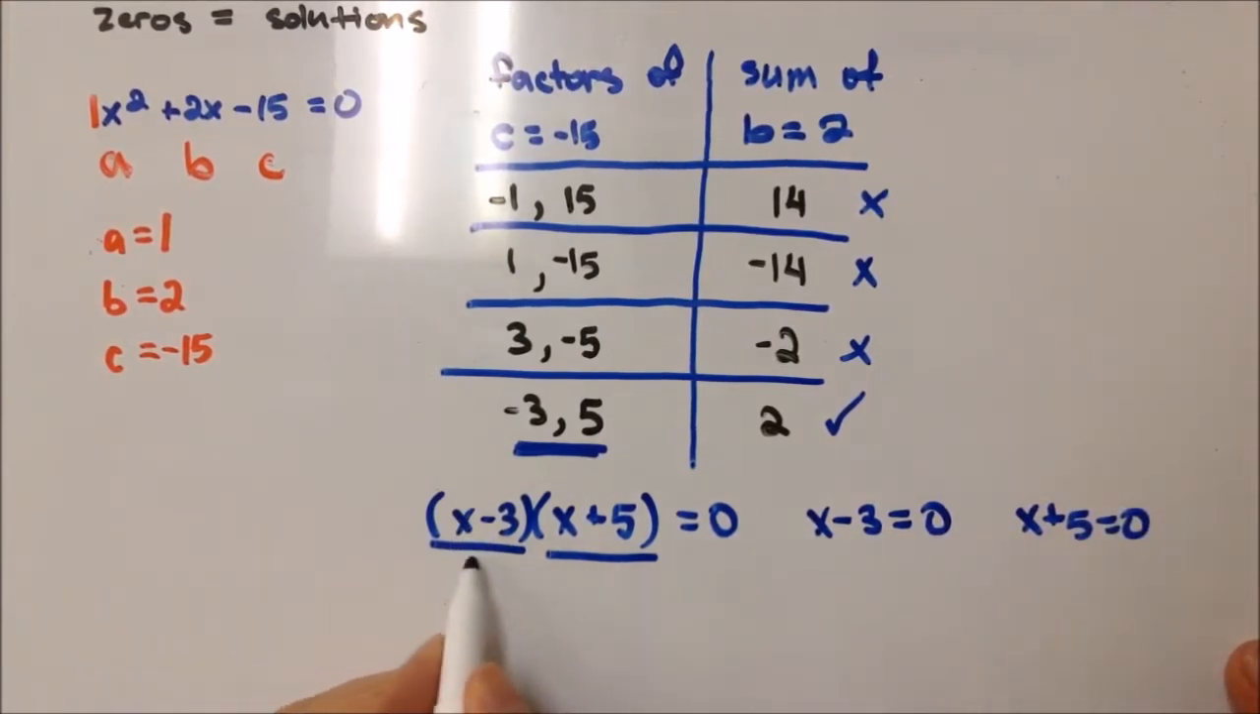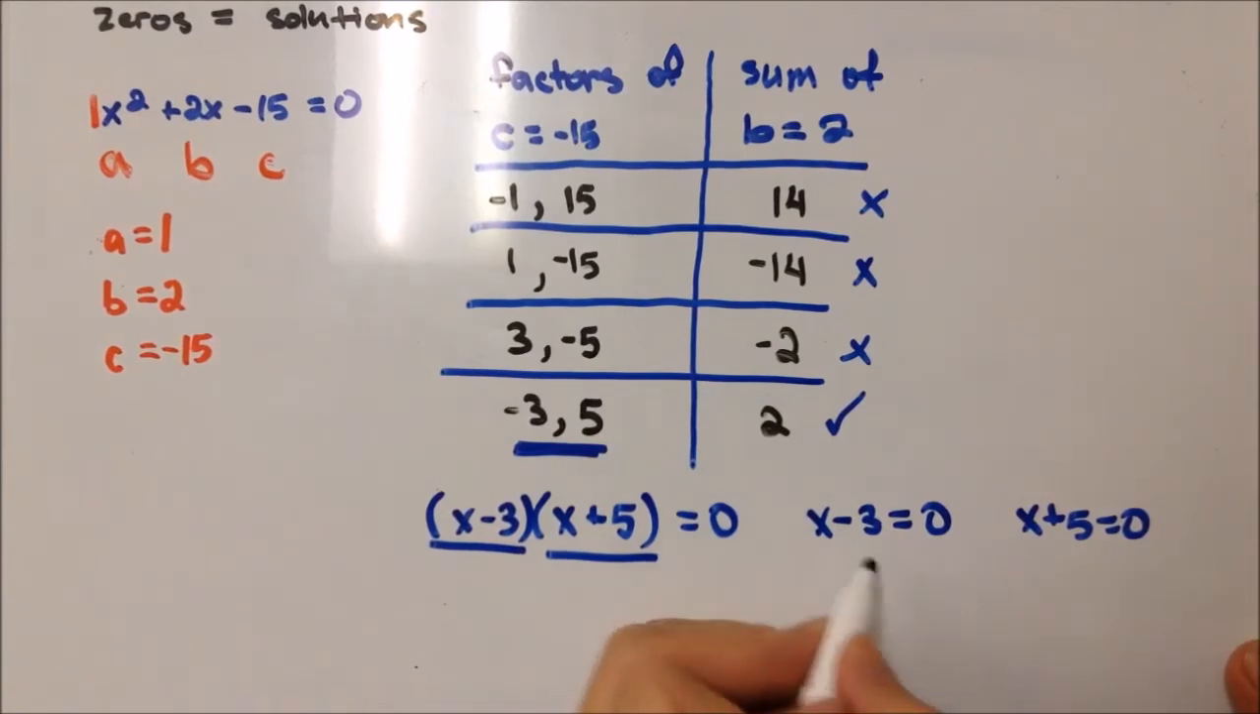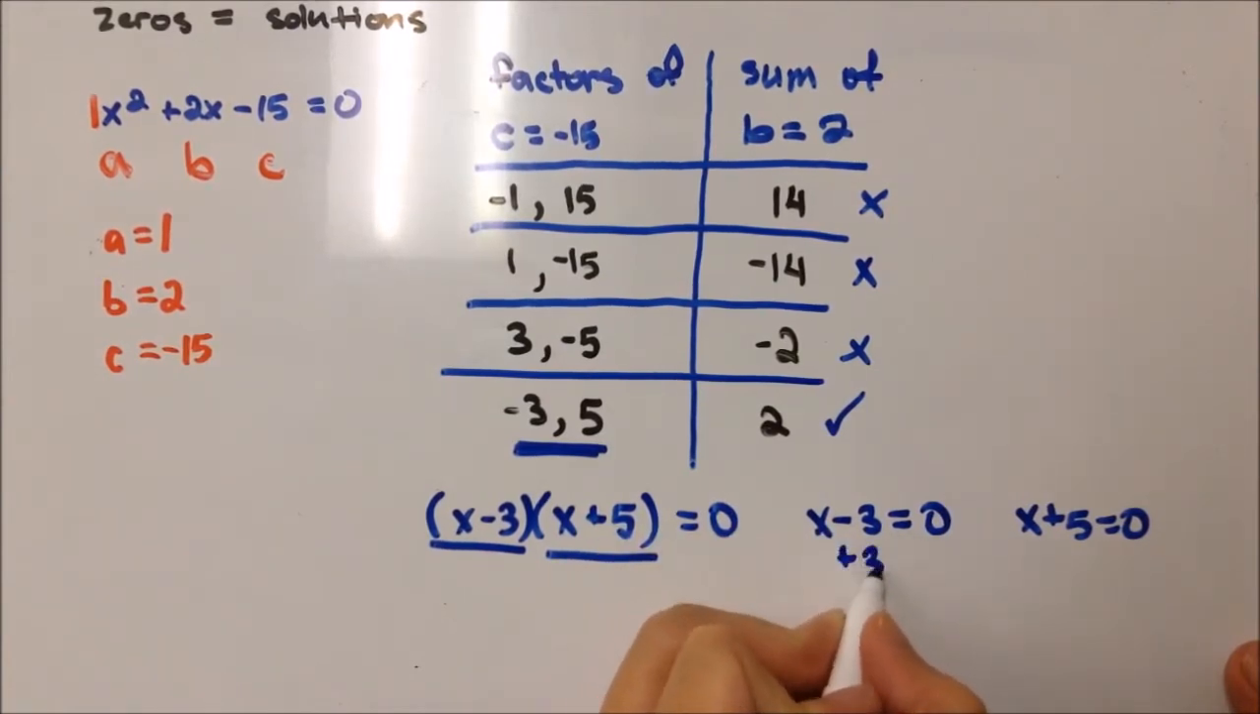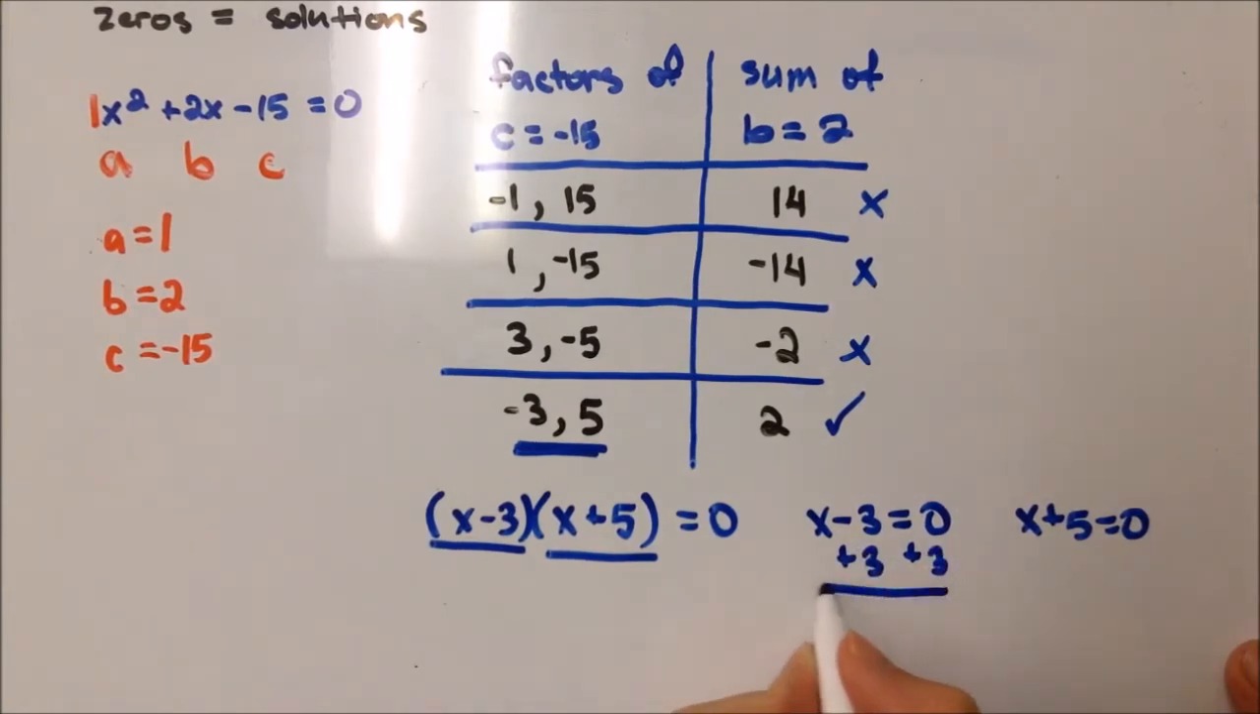So I just set these two factors equal to 0. Now all we're doing is just solving for x. So x minus 3 equals 0. So I'm going to add 3 to both sides so I can get x alone. So x equals positive 3.